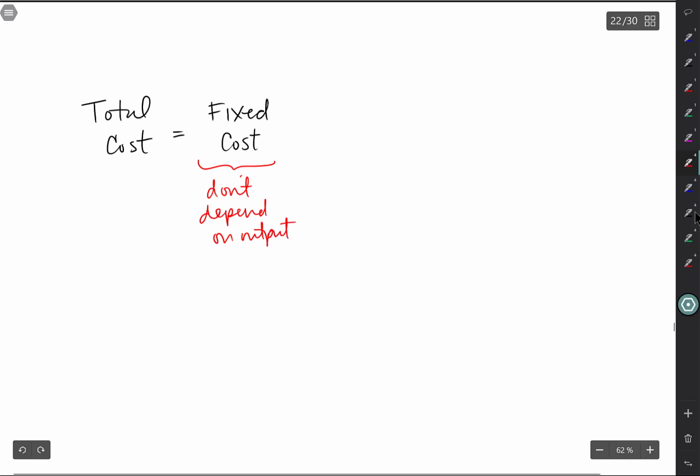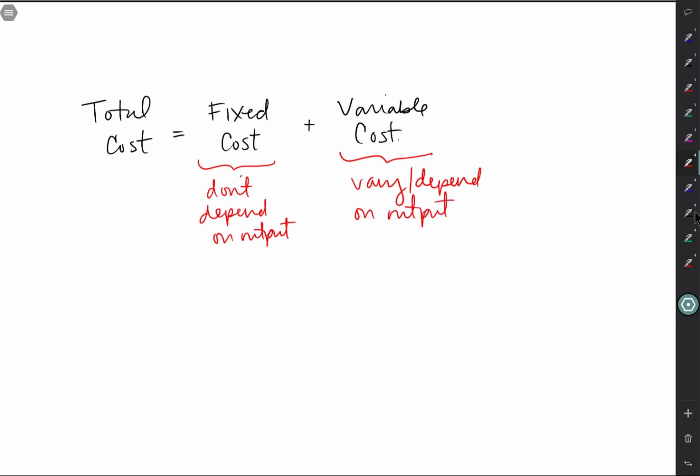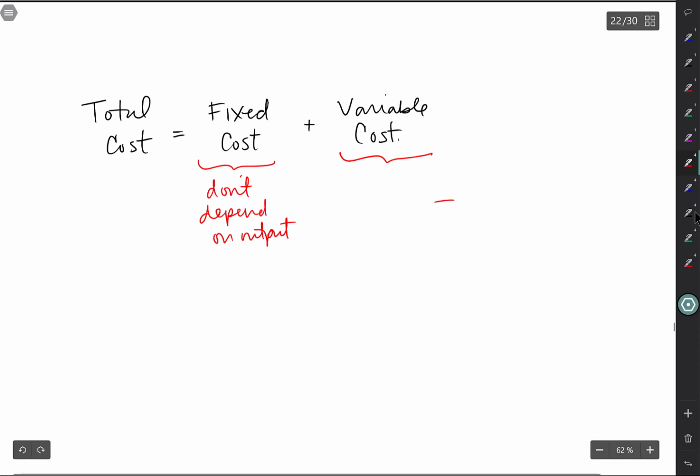Do not depend on output. It doesn't matter how much you produce, whether you produce nothing or you produce 100 pairs of shoes or 1,000, your rent is still your rent. Even if you produce nothing, you still have to pay your rent. So fixed cost is fixed. No duh. And then there are costs that do depend on how much you produce. We call those variable costs. They vary with output. They depend on output. I should say varies with output or depends on output.